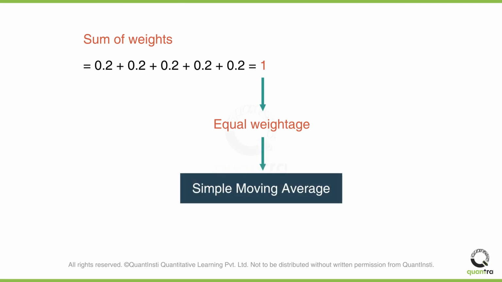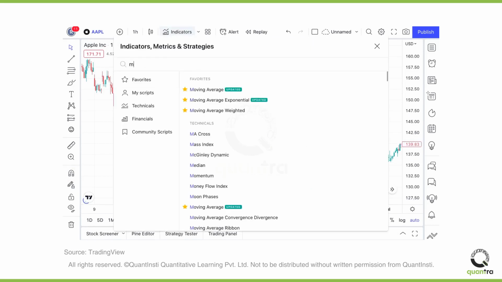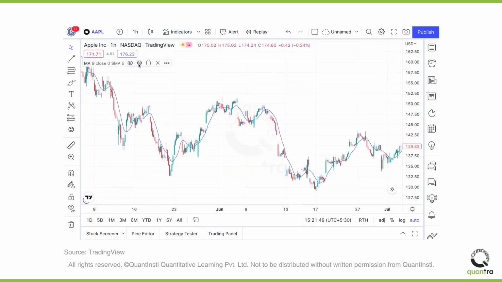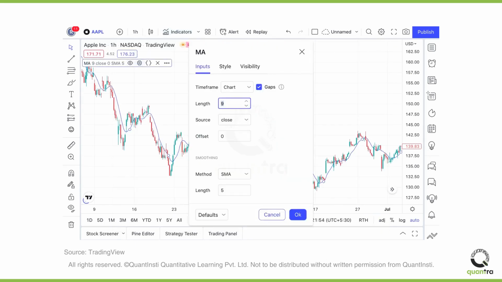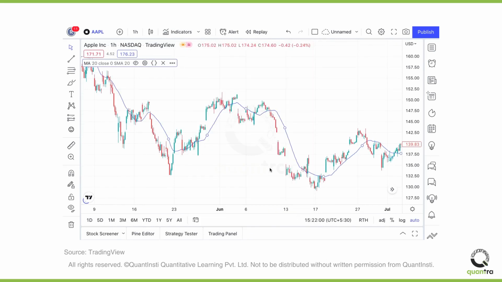SMA can be easily plotted in all charting platforms, such as TradingView, without getting into the calculations. This is the price chart of the Apple stock from the period 5th May 2022 to the 30th of June 2022. To add the moving average indicator, just click on the Indicator tab and look for the moving average indicator. You can also customize it by changing the inputs. Here let's take the 20-day simple moving average. This is how it looks once it's plotted.